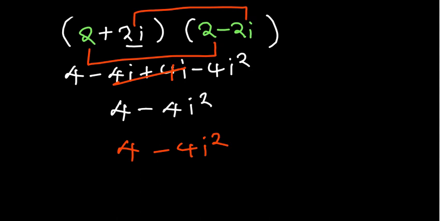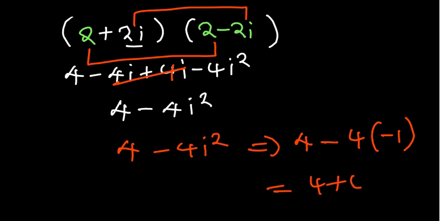So, of course, this simplifies to 4 minus 4i squared, which is the same as -1. So you end up having 4 plus 4, which is 8. Is that okay, ladies and gentlemen?